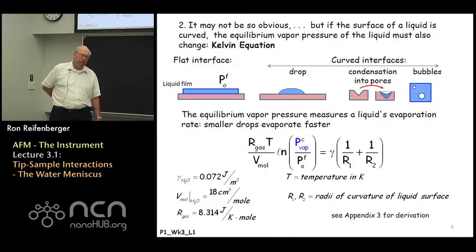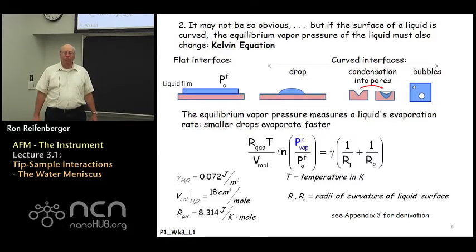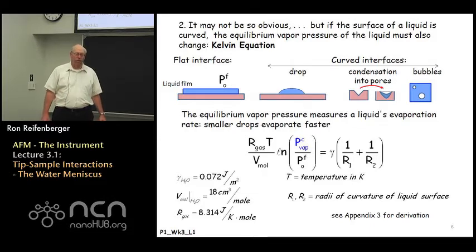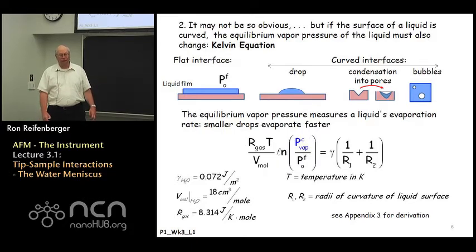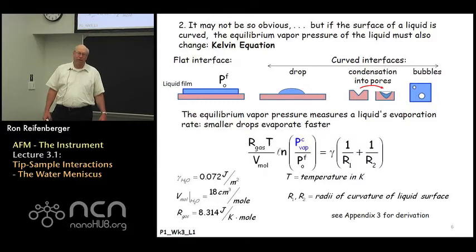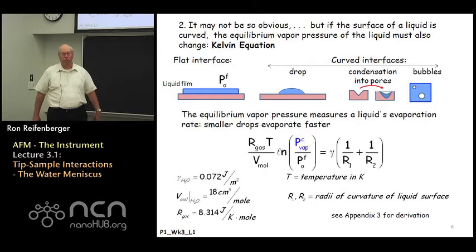The second result that maybe is not so obvious is that if the surface of a liquid is curved, then the equilibrium vapor pressure of the liquid must change. It can't be the same as it is for a flat liquid surface. And this fundamental result is described by something called the Kelvin equation. Again, I provide a derivation of the Kelvin equation in the appendix. There are many ways to derive this equation. Some are very general. I picked a very particular one so you can see how the derivation evolves.